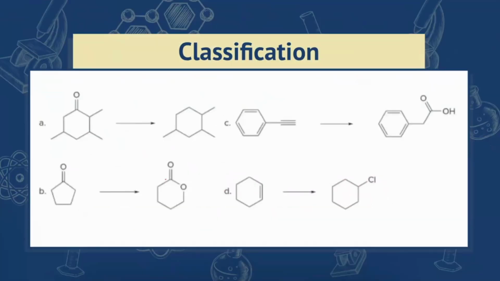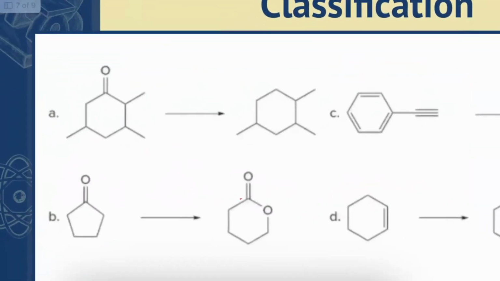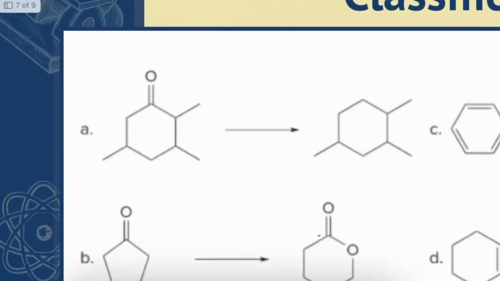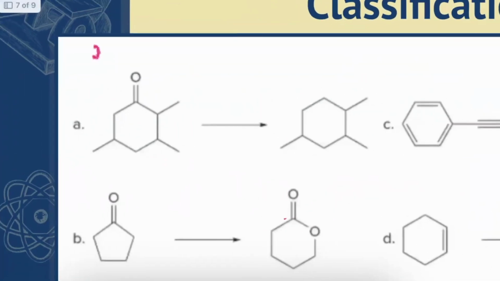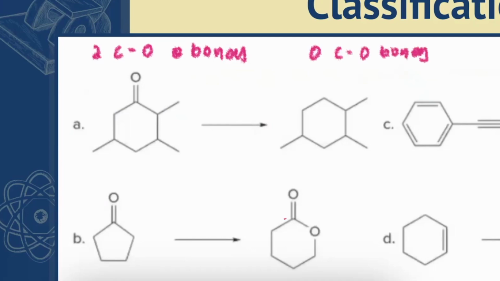Now, let us engage with some practice problems to classify different reactions. So here in reaction A, we have a molecule with a carbonyl group that converts to one without it. So by counting the number of bonds, we see that the first molecule has 2 carbon-oxygen bonds, and we have 0 carbon-oxygen bonds in the right molecule. So this is classified as a reduction reaction.